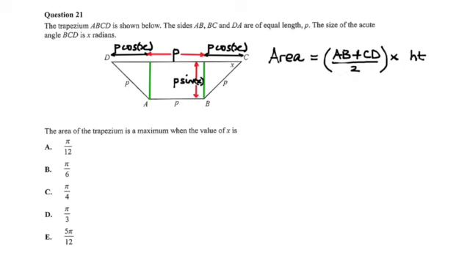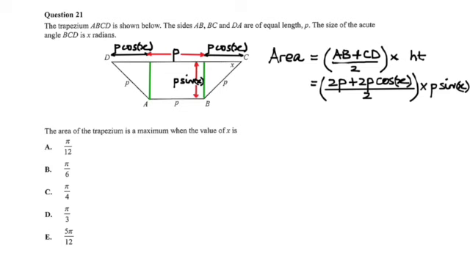So let's work out the area of a trapezium now. It's the average length of the parallel sides times the height. Alright, and the average length of the parallel sides is AB plus CD. Add them up and divide by 2. Alright, easy to do. So we get this.